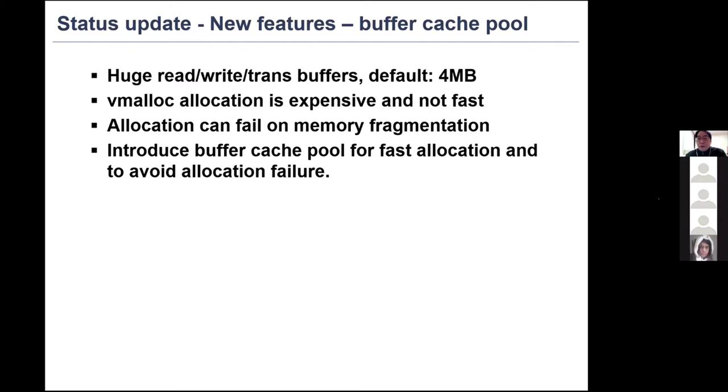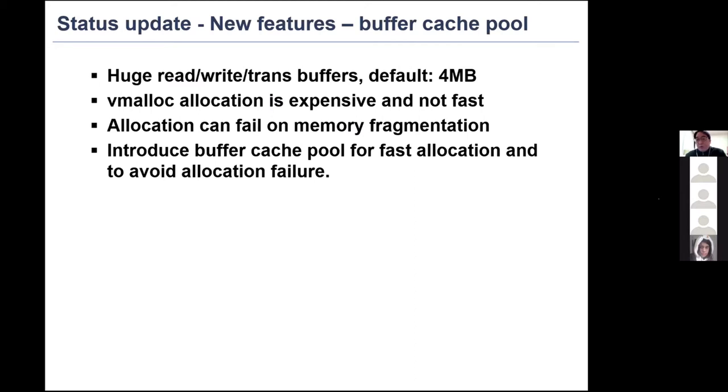From now, I will introduce new features added to ksmbd since sambaXP 2019. Currently, SMB is using a large request response buffer as a default. The default maximum read-write transfer size of ksmbd is 4 megabytes, and Samba seems to be 8 megabytes, which is larger than that.